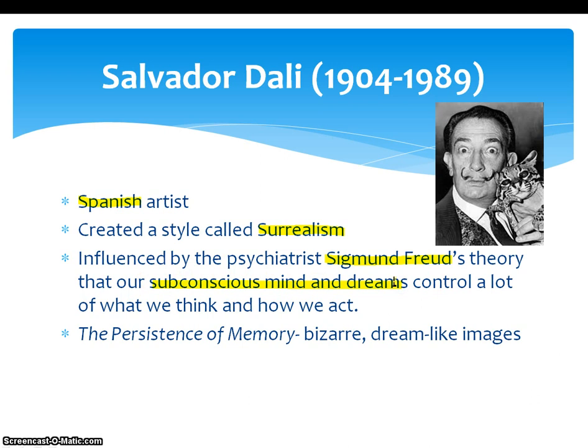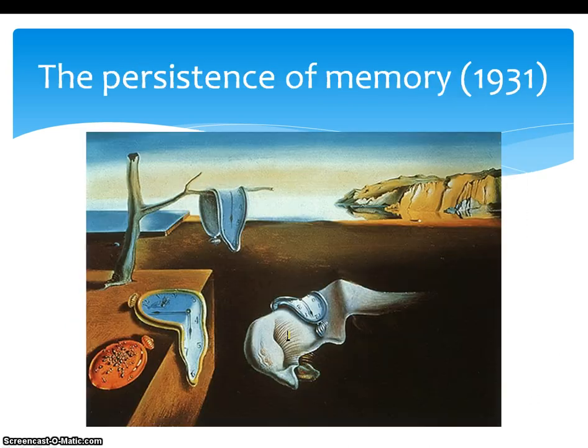A lot of Dali's paintings are going to be what your dreams would look like, if you could paint your dreams. So it's going to look very abstract, very different than anything that we have seen before. One of his most famous pieces is The Persistence of Memory, which we will see next. All of his paintings are very dream-like states. So here we go, The Persistence of Memory, 1931, one of his most famous pieces.